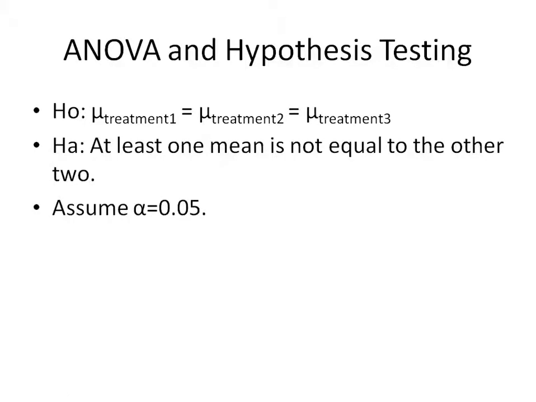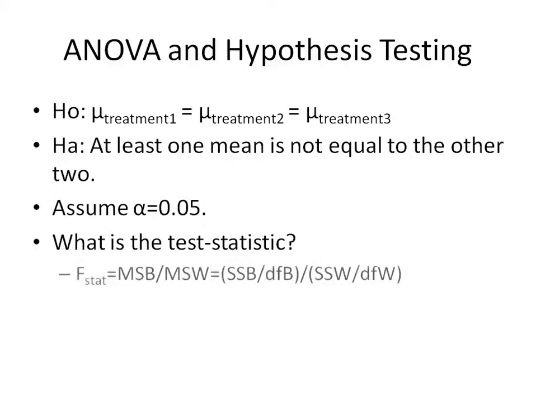And much like when we do our t-tests or standard normal tests, we're going to assume an alpha of 0.05. So the question is, what is the test statistic? We've had test statistics for everything else. What's the associated test statistic for an ANOVA? It's what's called the F statistic, which is nothing more than the mean squared error between groups divided by the mean squared error within groups.